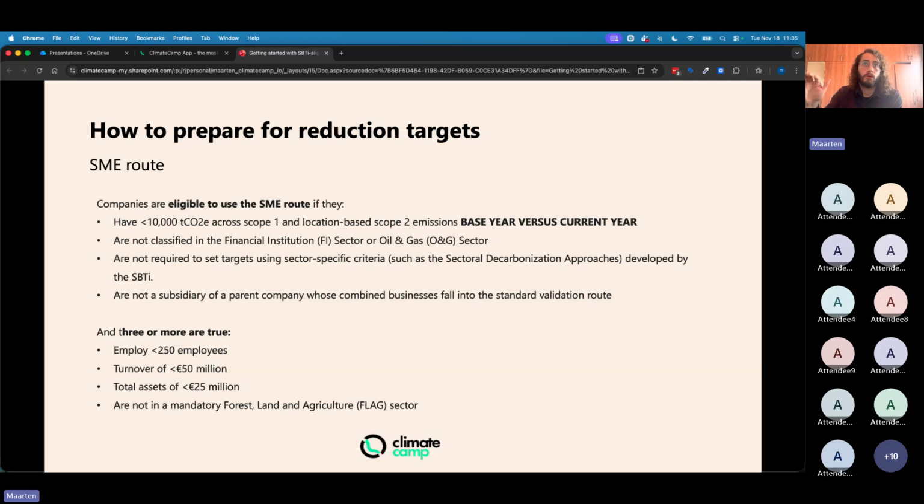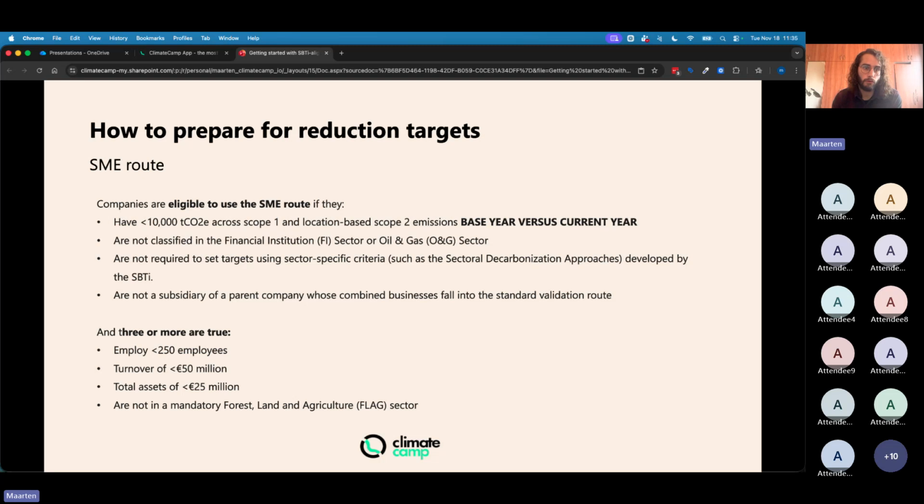So you're eligible to use the SME route if you have less than 10,000 tons of CO2 equivalent across scope 1 and location-based scope 2 emissions. I forgot to erase my comments, but this talks about the base year. So this 10,000 tons of CO2 equivalent is with regards to the base year. You are also not a financial institution. You're not in the oil and gas sector. You also are not required to set sector-specific criteria, which regards the sectoral decarbonization approaches. And you're also not a subsidiary of a parent company when your combined businesses would fall into the corporate category.